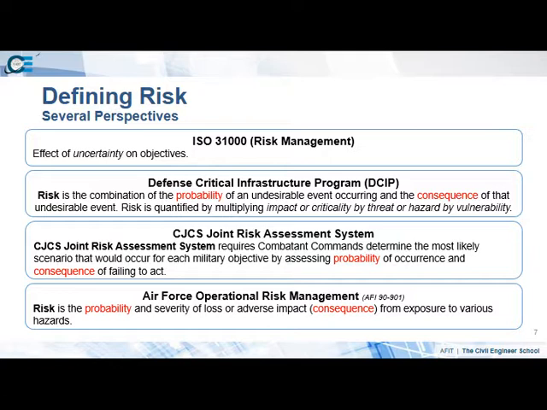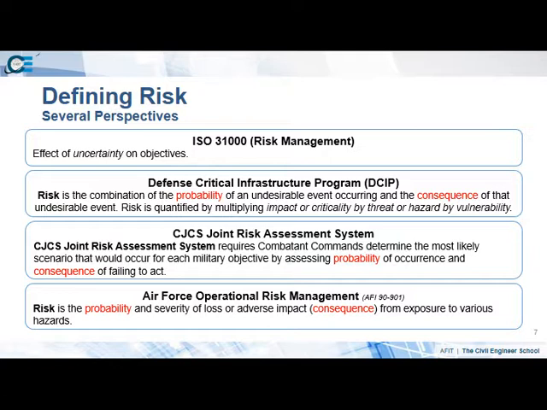If we look to the Chairman of the Joint Chiefs of Staff Joint Risk Assessment System as a framework for defining risk, you can see that the system requires combatant commands to determine the most likely scenario that would occur for each military objective by assessing probability of occurrence and consequence of failing to act. And then finally, from our own Air Force instruction on operational risk management, risk is the probability and severity of loss or adverse impact from exposure to various hazards.